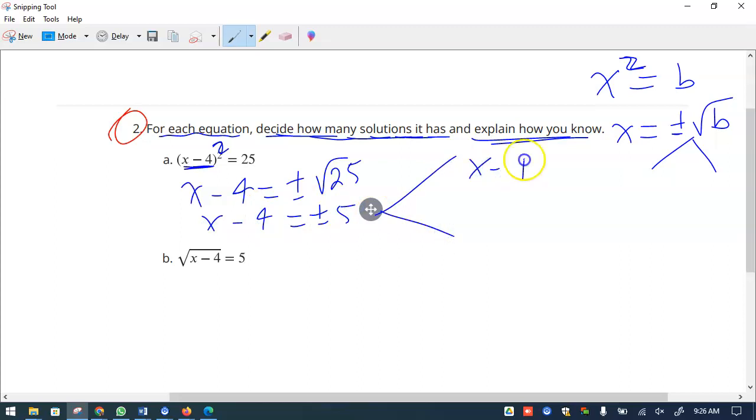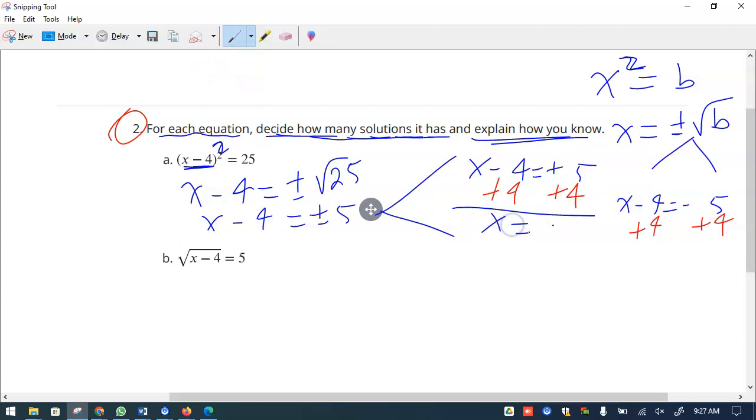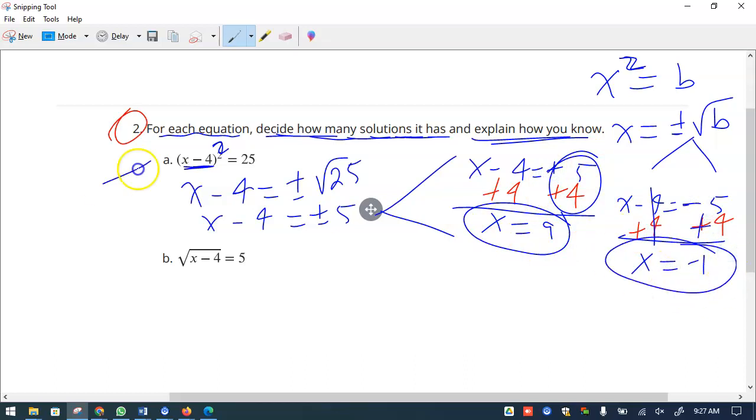One is x minus 4 is plus 5, and the other one is x minus 4 is minus 5. Now add 4 to both sides and you get the two solutions, which is x equals 9 because 5 plus 4 is 9. And x equals minus 5 plus 4, which is minus 1. These are the two. So two solutions.